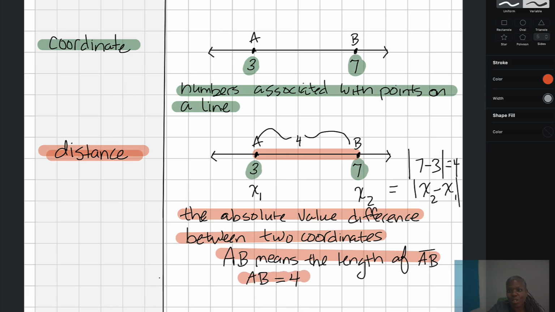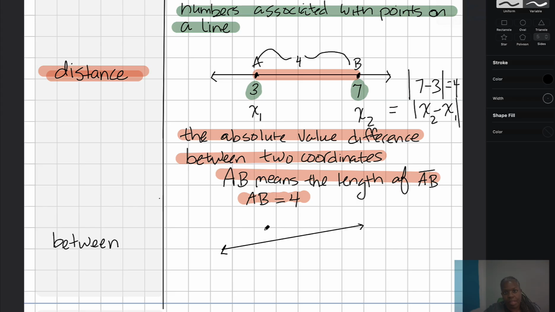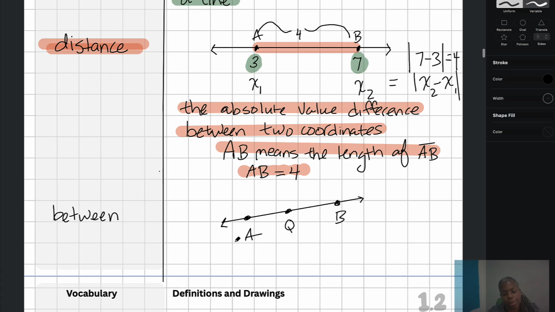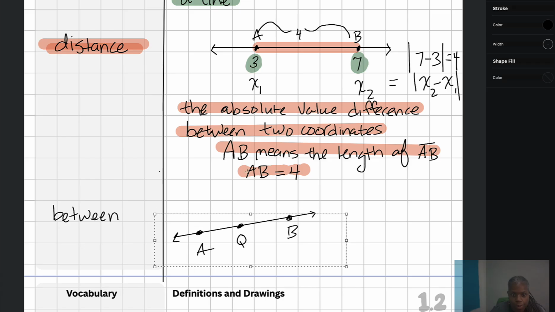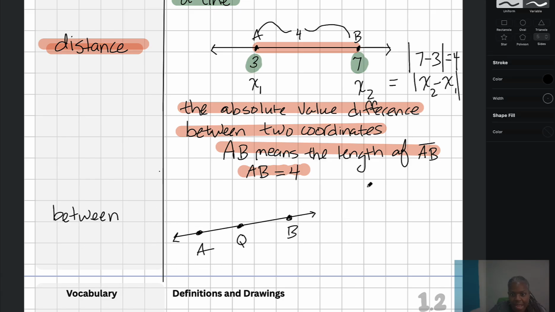All right, let's go on to our next vocabulary word. That word is between. So here, I'm going to put a couple points on this line. And so if I have A, B, and right here is Q, you can clearly see that Q is between A and B. Okay, so that's what betweenness means in our class. Why am I pointing this out? Because sometimes you might be in a position where you have something like this. So if we have the same line, A and B are on that line, or line AB, right?